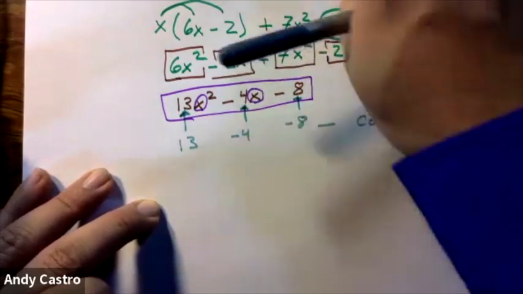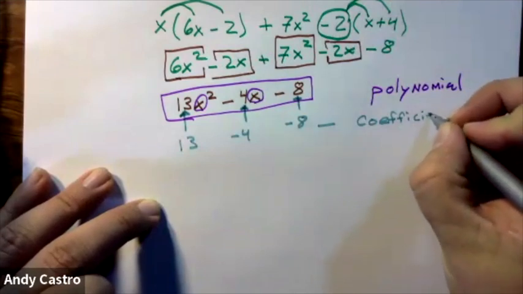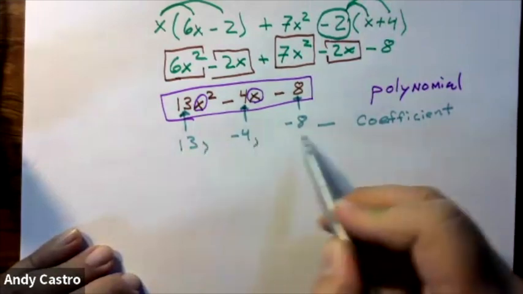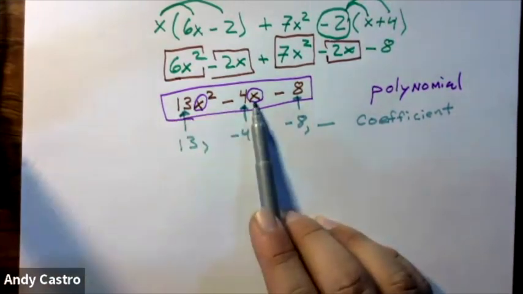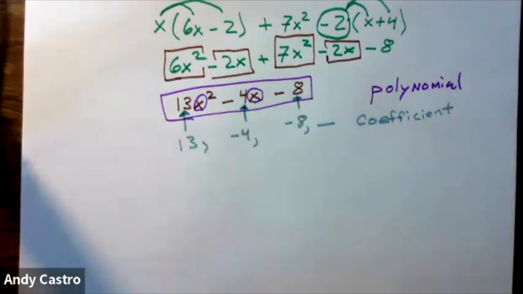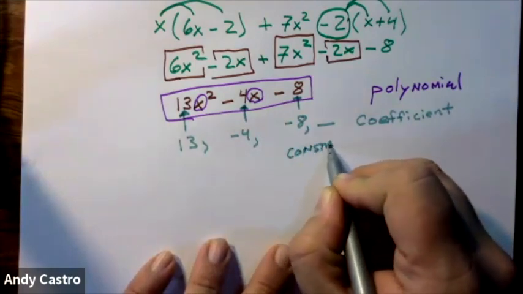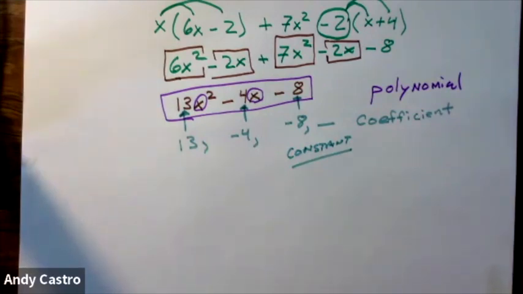Coefficient. I believe it's two F's. Let me double check. Yeah. Coefficient. Okay. There are 3 coefficients. There's the coefficient of x squared, the coefficient of x, and the coefficient that is also the constant. Remember, this is also called the constant. All right. So what is a polynomial?